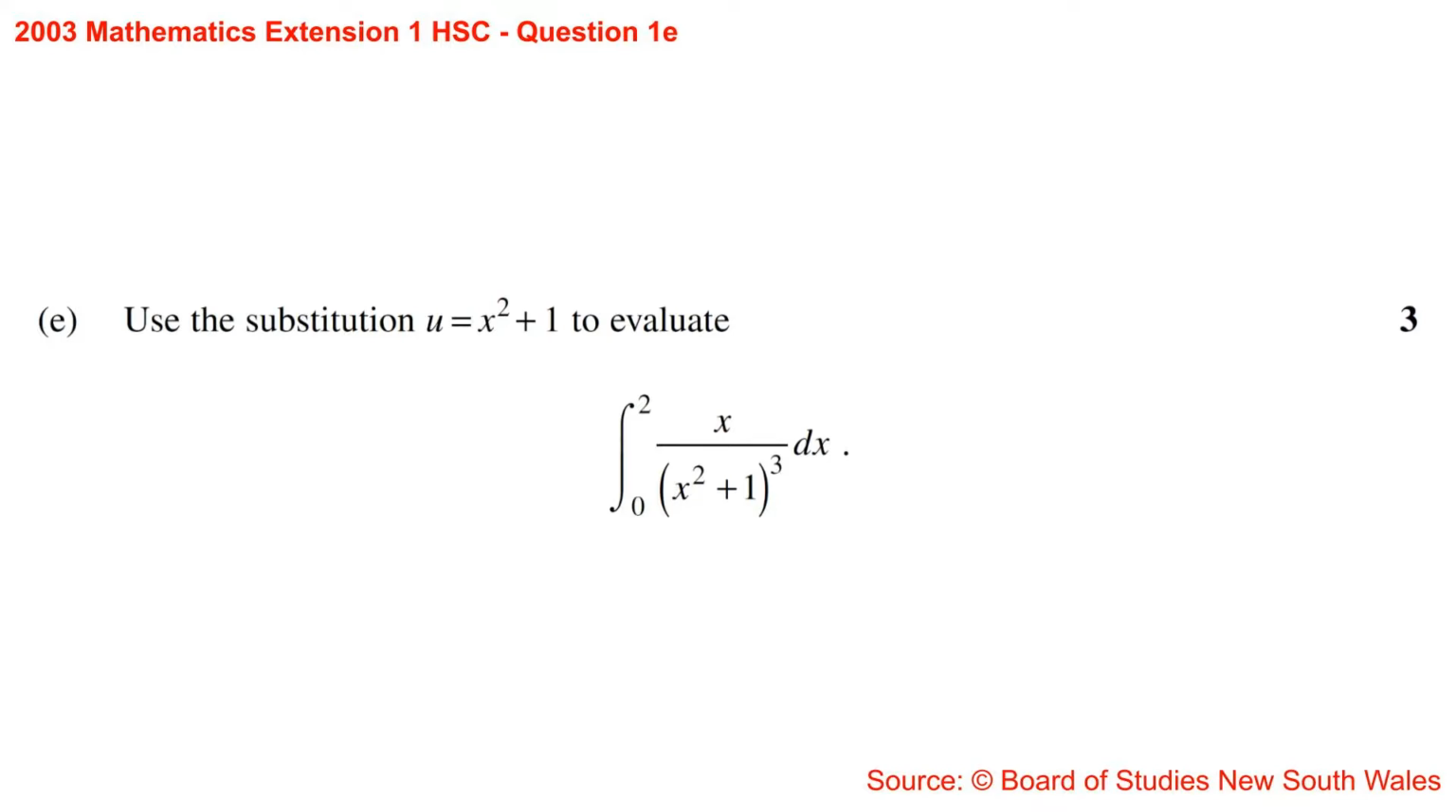Question 1e. Use the substitution u equals x²+1 to evaluate the definite integral of x over (x²+1)³ dx from x equals 0 to x equals 2.